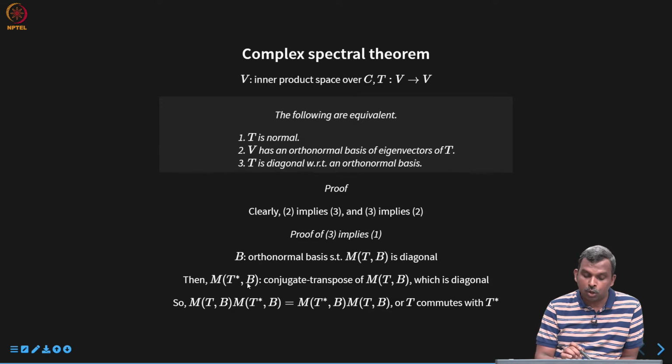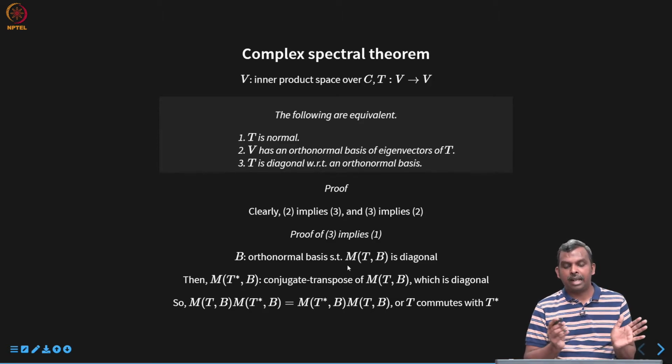Because B is orthonormal, you have a matrix for T. What is the matrix for T star? You take the conjugate transpose. When you take the conjugate transpose of a diagonal matrix, what will you get? You will end up getting another diagonal matrix. So once you have this property, T being diagonal with respect to the orthonormal basis, not only T, T star is also diagonal with respect to that same orthonormal basis. Once you have two diagonal matrices, they commute, right? Any two diagonal matrices commute. It doesn't matter in which order you multiply. So T commutes with T star, so T becomes normal.